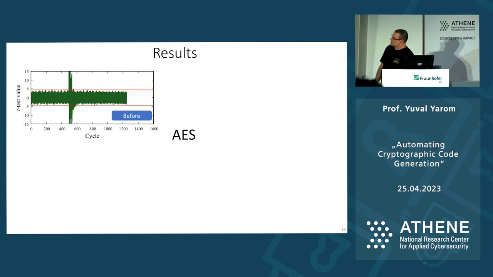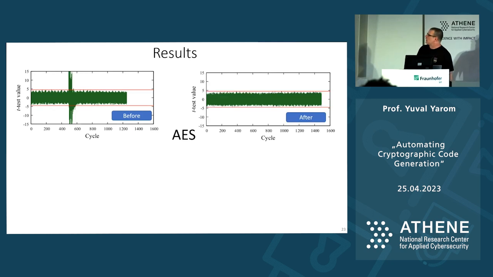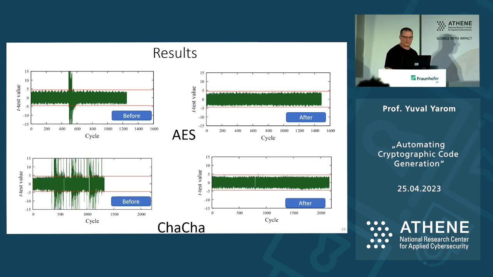We take an encryption scheme. So this is an implementation. I think it was the S-box of AES. And when we run the leakage, this is real leakage from the device. We see that it leaks in around cycle 500. After we fix it, the leaks disappear. So we fix it in software without actually touching the device. After that, the leak disappears.